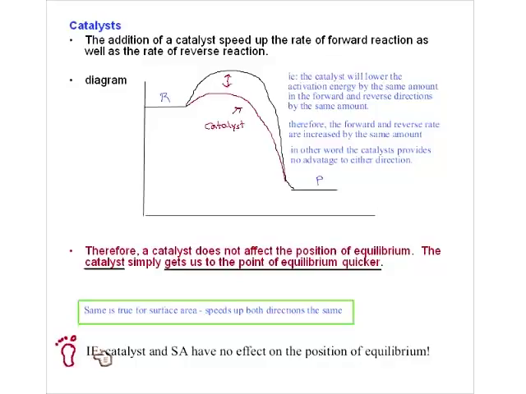All right, so very important footnote here. The catalyst and surface area have no effect on the position of equilibrium. They simply get us to equilibrium quicker. Okay? Very important point. They're going to try and tangle you up on that one for sure on the multiple choice, on the public exam. So catalyst and surface area have no effect on the position. They just get us there quicker.